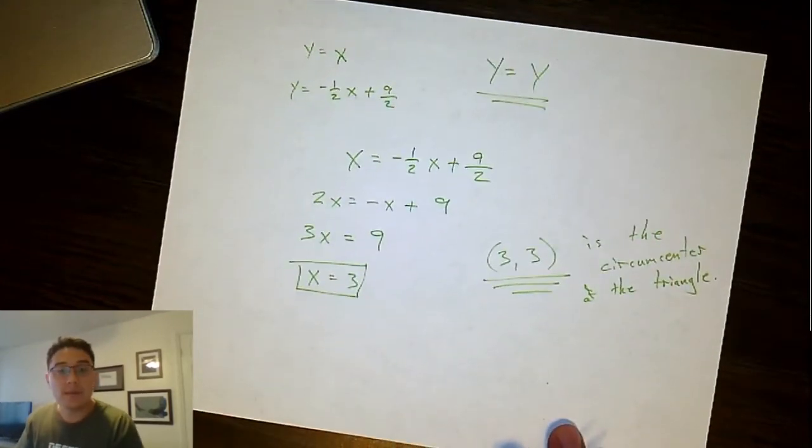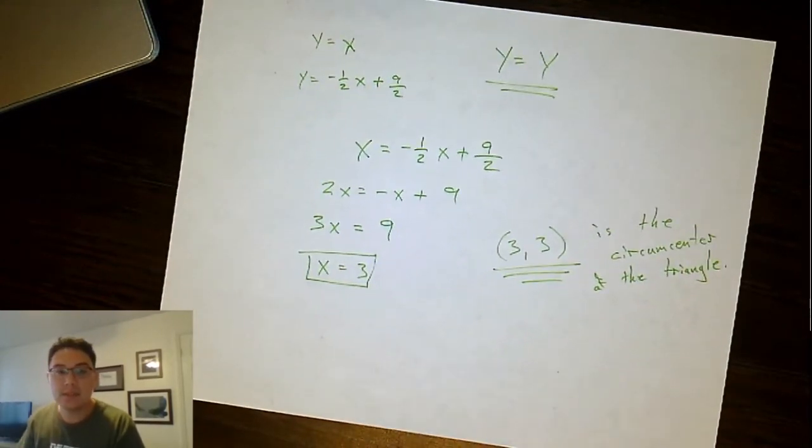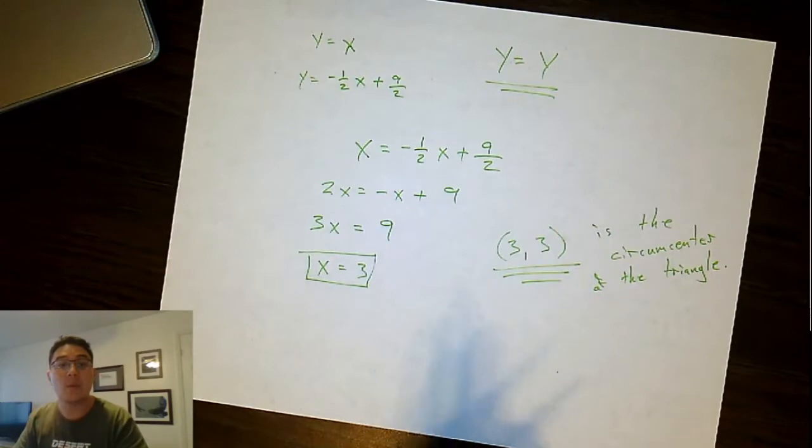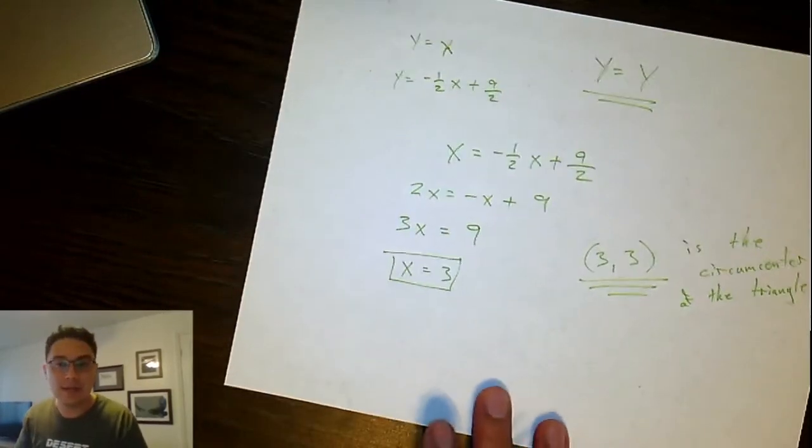Alright, do remember that the circumcenter of the triangle is equidistant from each of the vertices of a given triangle. So we're able to draw a circle centered at the circumcenter that will touch each of the points of the triangle. I'll show you guys that here in just a minute.